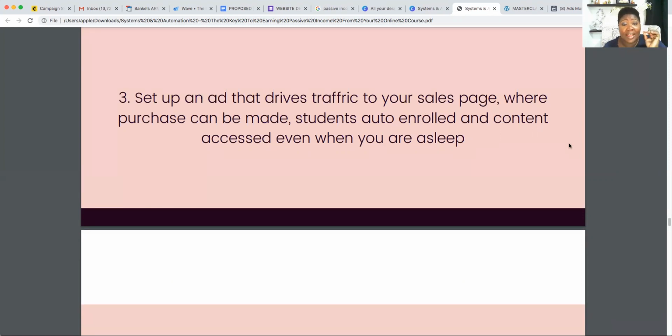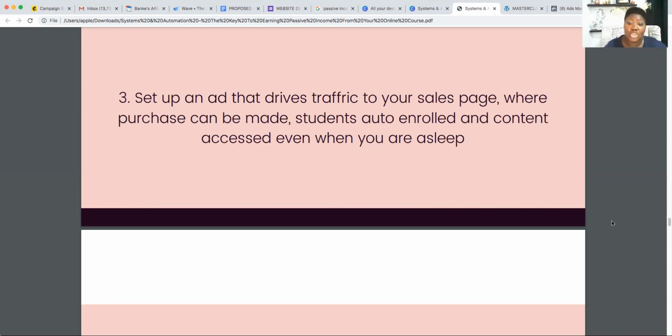That is not earning passive income. In order to earn passive income, you have to set an ad running and go to sleep. What the ad does is drive traffic to your sales page, and when people get there, they choose to make a decision. If they decide on your sales page, then they can purchase.